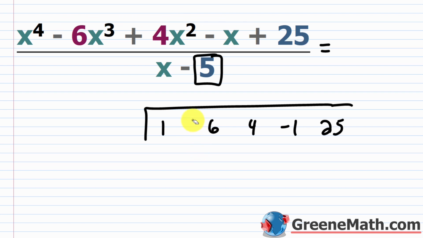Let me make these signs a little bit better. Then again, I can just take this 5. Because this is of the form x minus k, I can just take whatever k is, so I can just take the 5. I don't need to do any adjustments there. So go ahead and drop this down.